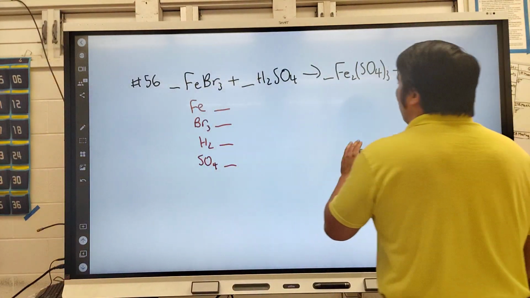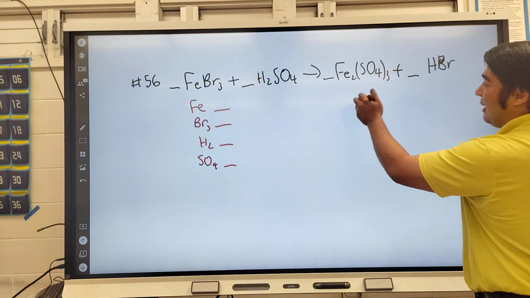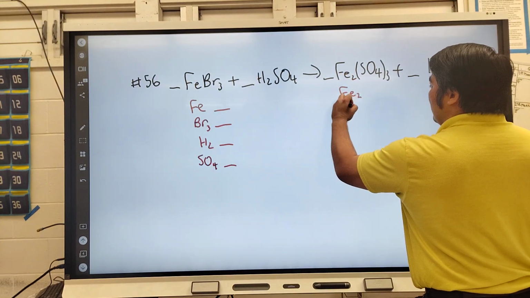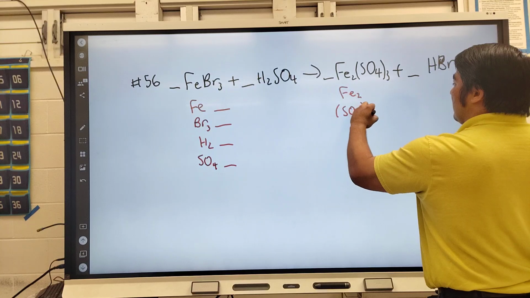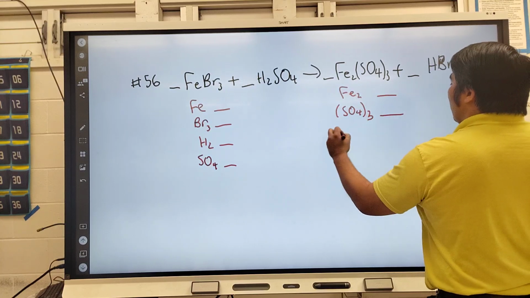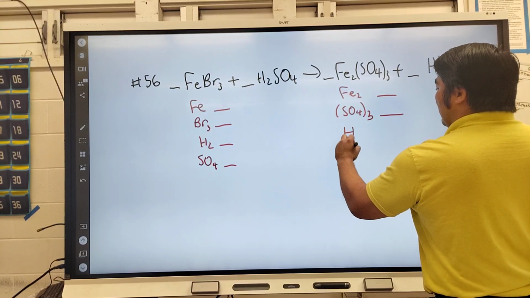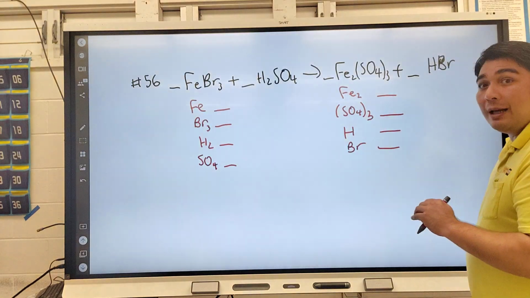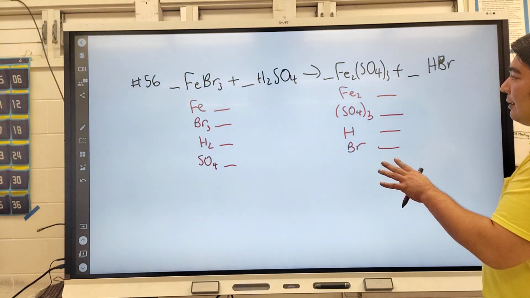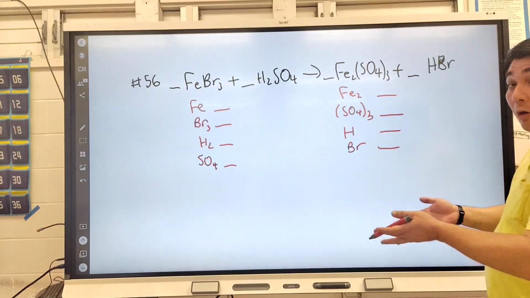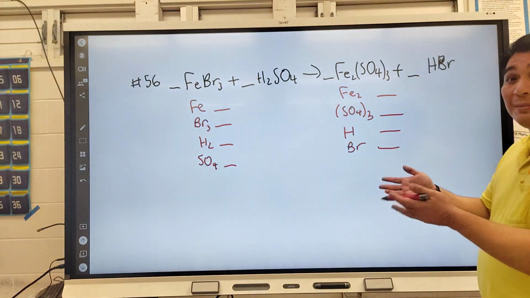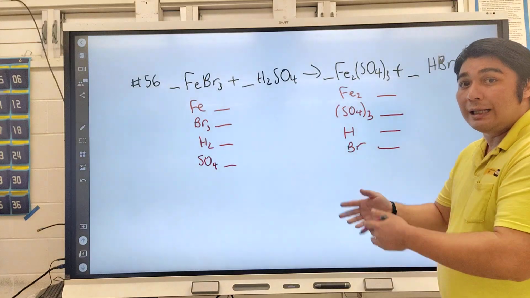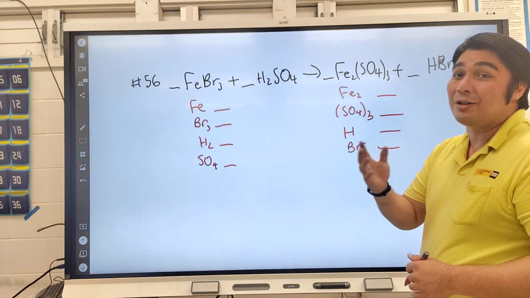Then we move all the way over here to the product side. We've got Fe2, parentheses SO4 to the 3, and then we've got H and Br for hydrobromic acid. So now that we have this, let's take a look at the totality of this. Normally, I would suggest looking for the biggest, meanest compound of all of these and asking which one I should leave at a coefficient of 1 as our guess.